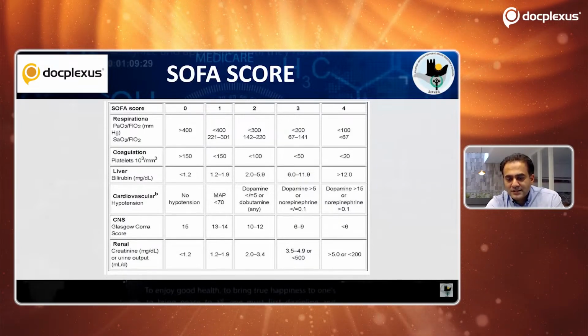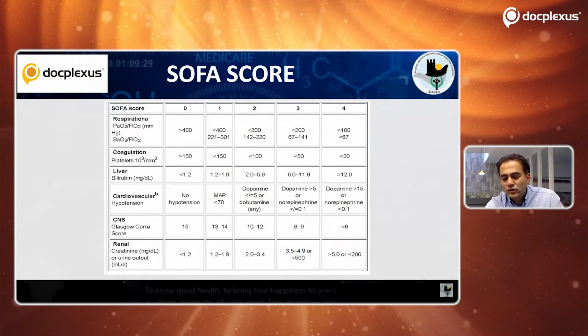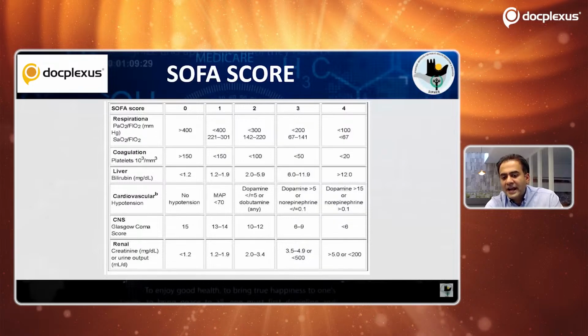In coagulation, we look at the platelets: more than 1.5 lakhs, less than 1.5 lakhs, and we give numbers accordingly. In the liver, we look at the bilirubin values. The values have been given. In cardiovascular, we look at hypotension or the requirement of vasopressors. In CNS, we just look at the GCS, whether 15 or less than 15. And in renal, we look at the creatinine values.